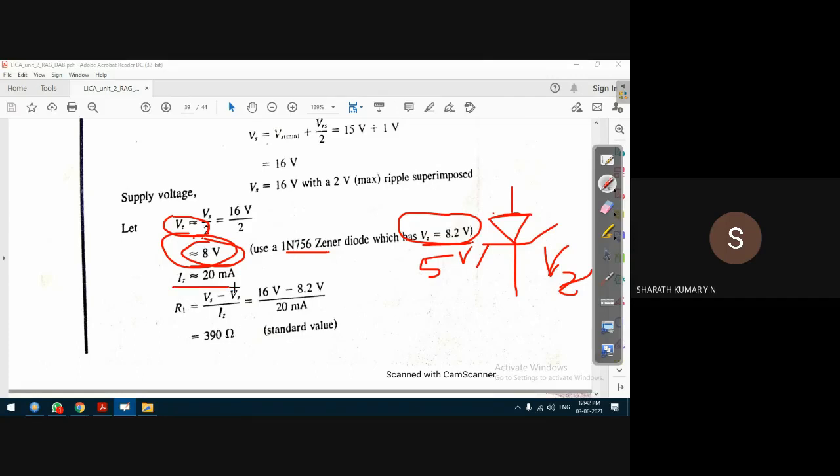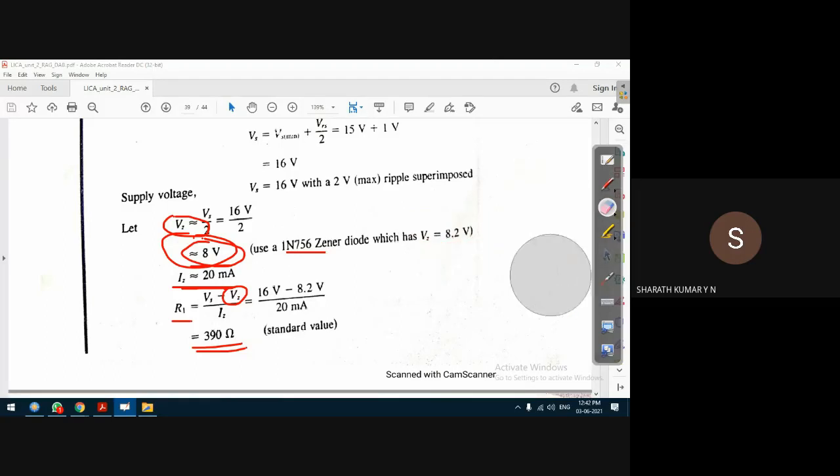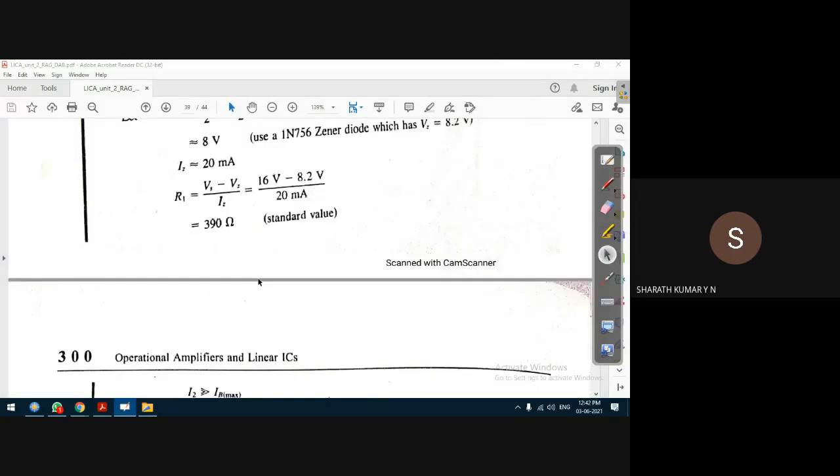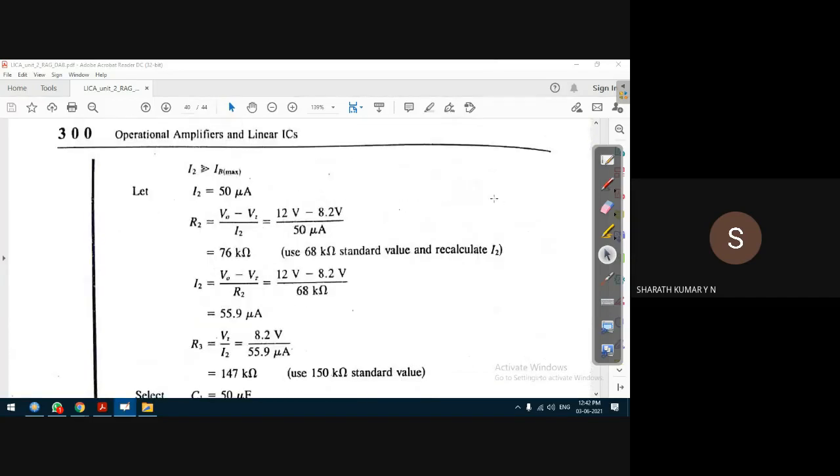From the earlier formula, we can find Iz as 20 milliamperes. From this, R1 is equal to 390 ohms. R1 is important because R1 is proportional to Vz. 390 happens to be a standard value; the calculated value is a standard value.